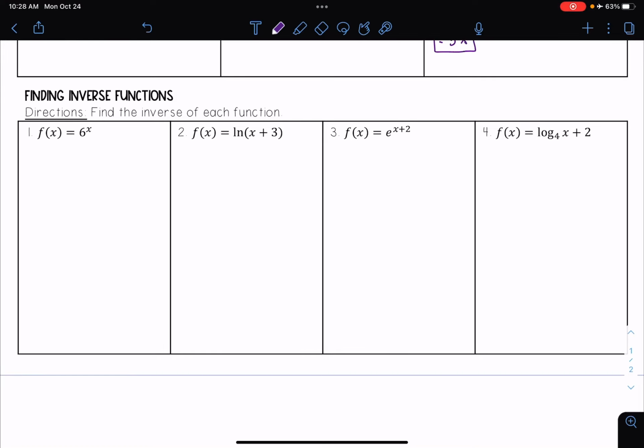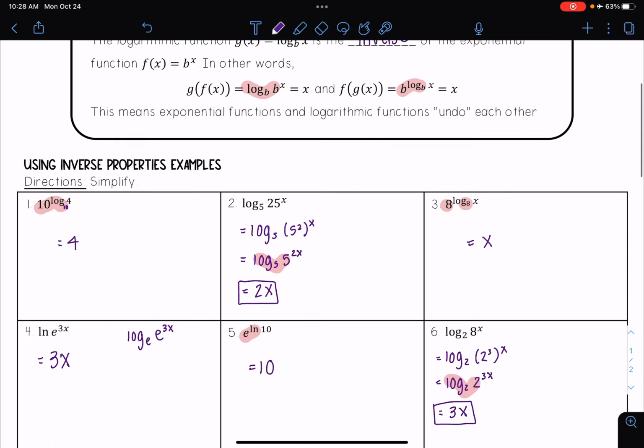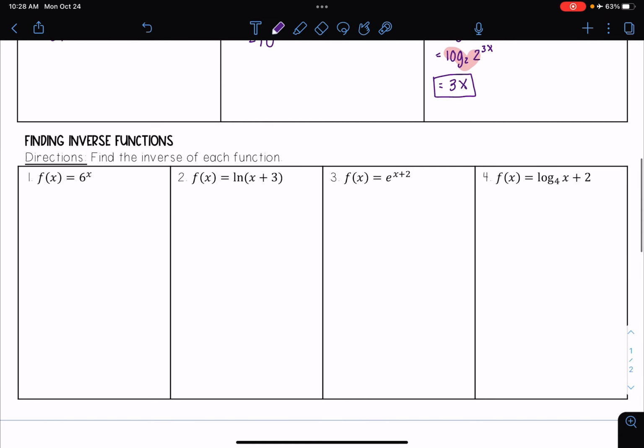In this video, we're going to be looking at finding the inverse of each function. So number one, I have f of x is equal to 6 to the x. Well, I know from my definition above that the inverse of b to the x is just log base b of x. So here I have 6 to the x. That means that my inverse here is just going to be log base 6 of x.